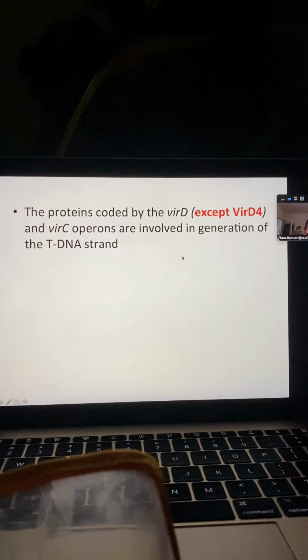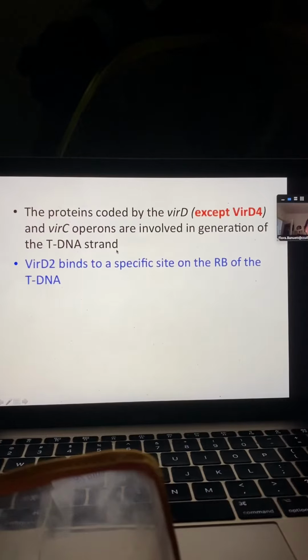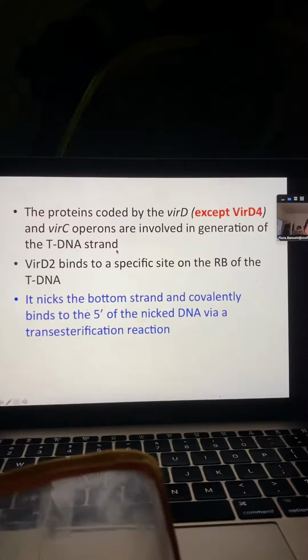So the proteins coded by the VRD operon, except VRD4, and the VRC operons, are involved in generation of the tDNA strand, and VRD2 binds to a specific site on the RB or TR of the tDNA. Next, the bottom strand binds covalently to this nick DNA at the 5' end in a transesterification reaction, which is analogous to that carried out by relaxase.